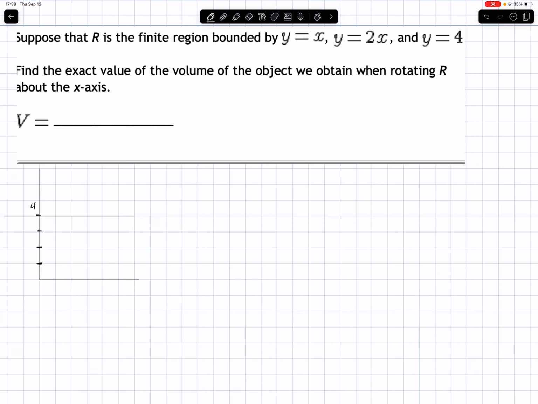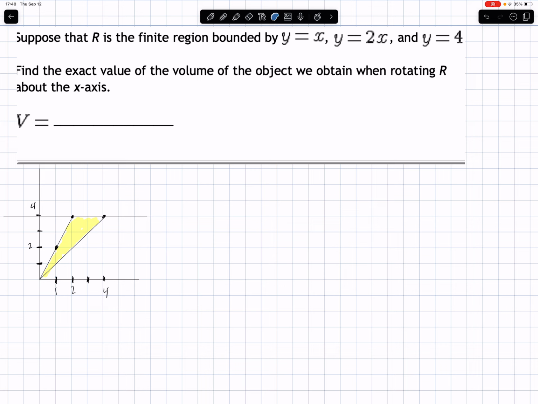Okay. And then we'll put in the identity function, y equals x, and then y equals 2x. So when x is 1, y would be 2. When x is 2, y would be 4. And so there's our second line there. Well, third line, actually. Okay, and this is the region that we're looking at. I'm going to go ahead and copy it so that when we do the rotation about the y-axis, we'll save ourselves a little bit of time.